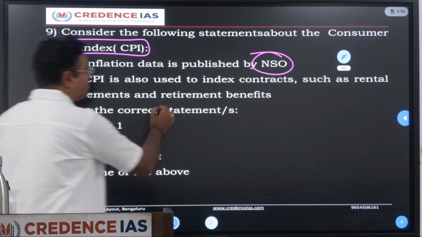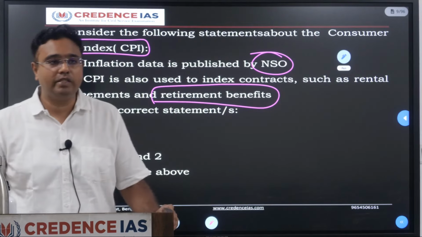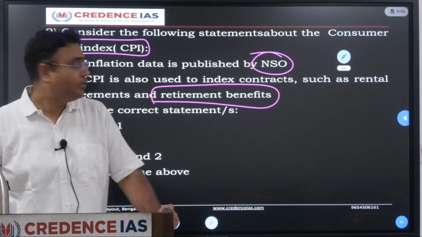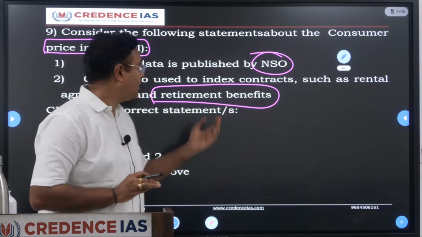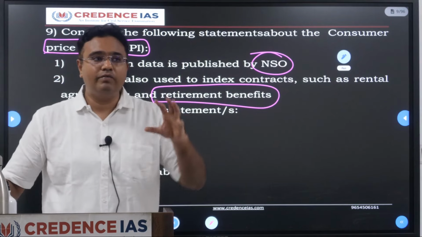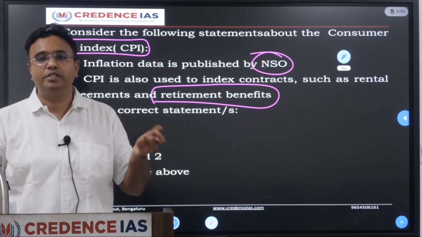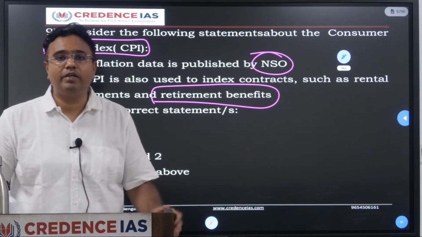CPI is used to index contracts such as rental agreements and retirement benefits. The DA of employees, state government employees and central government employees, is majorly determined using the CPI. The retirement benefits also keep fluctuating because of how inflation changes, and based on that the retirement benefits also need to be changed, so that people can lead an effective life.